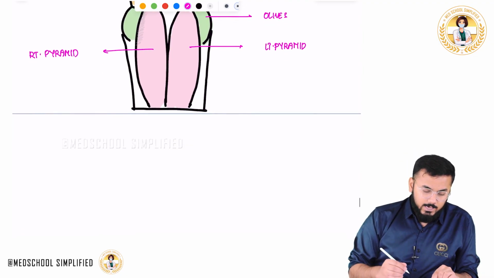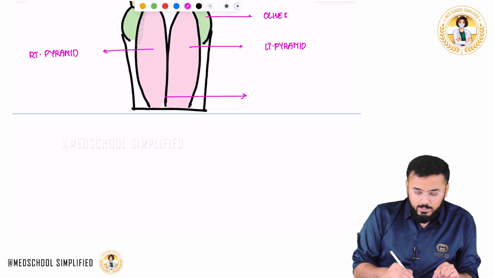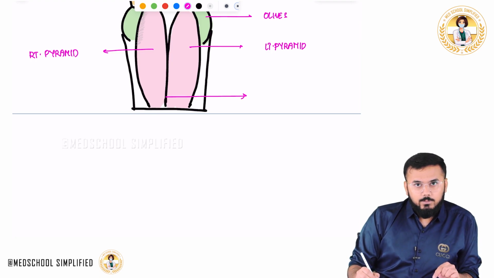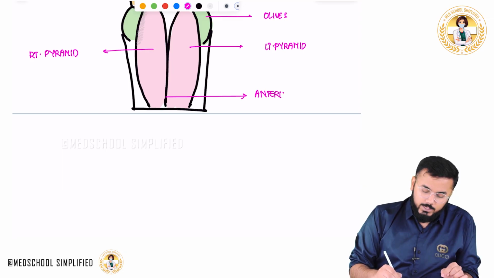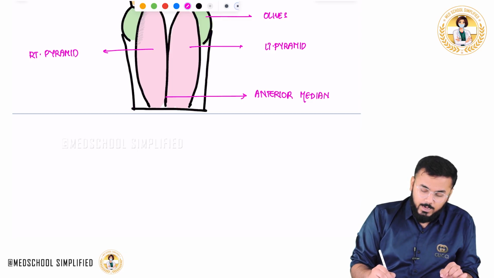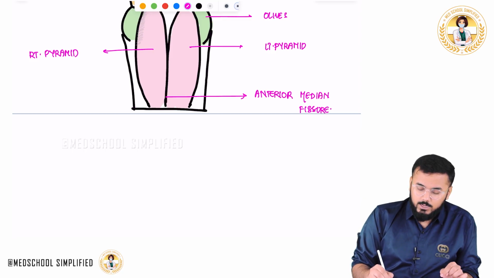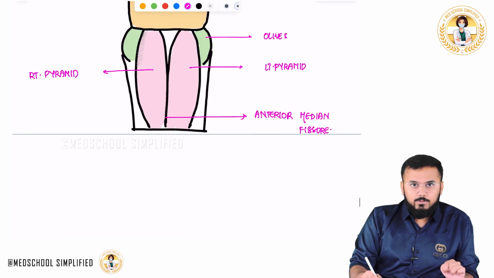Second important thing is this center part which I am drawing like this, the center line in between the pyramids. This is a view from anterior, so it is called anterior, and this line is exactly located in the center, so you call it median, and this is called a fissure. So this is your anterior median fissure.